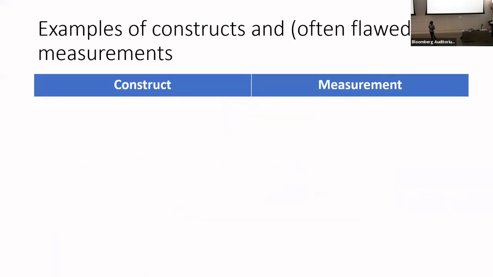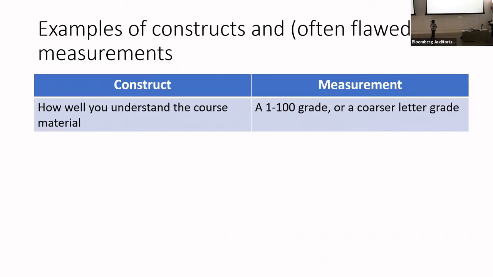Okay. So what are examples of the difference between a construct and a measurement of that construct? Maybe something on your mind is how well you understand a course, which is quite an ambiguous construct. It's multidimensional. You might understand one part but not another. You might be able to implement something but not identify it in other contexts. But all of that gets condensed down to a single letter grade, or a 1 to 100, right? That's the numeric representation of the construct that we write down on your transcript.